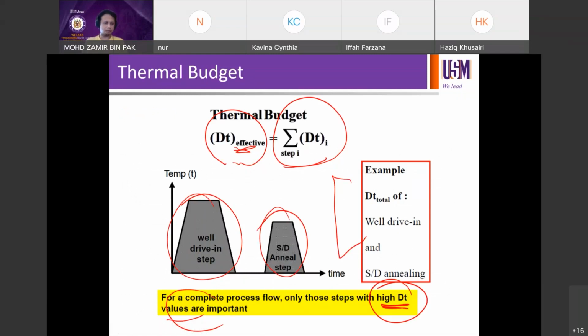So we finished diffusion today. Next, we're going to discuss ion implantation, another way to dope your silicon. And then we're going to move on to thin film deposition.